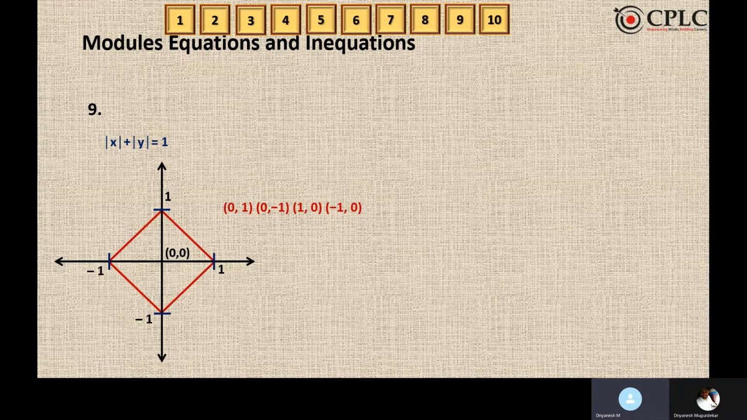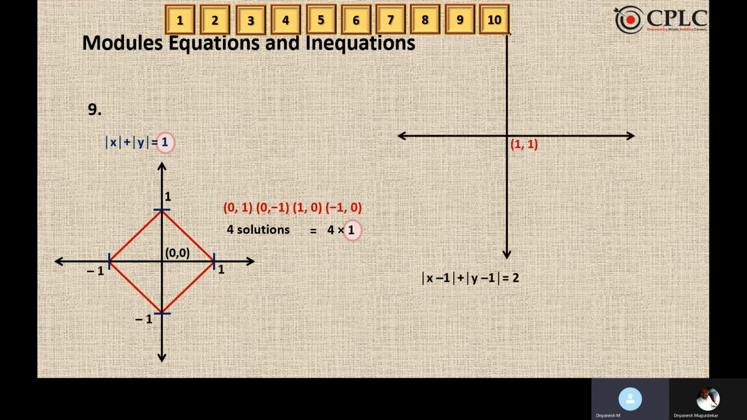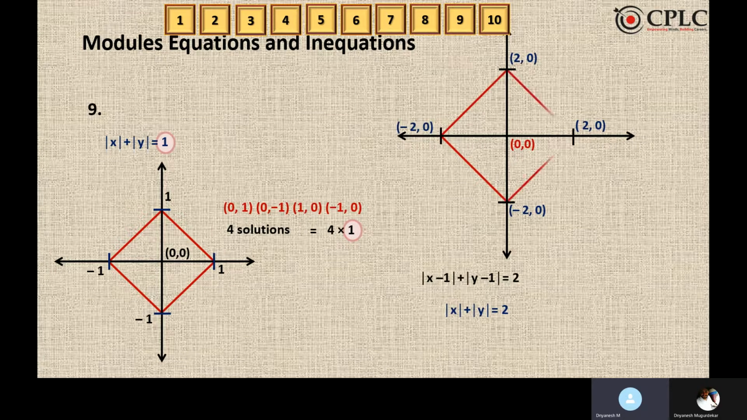So taking this idea further, suppose we do mod of x plus mod of y is equal to 2. When we simplify that, you will get 8 different solutions. And these are those 8 different solutions that we have similarly solved based on the graph of the question.